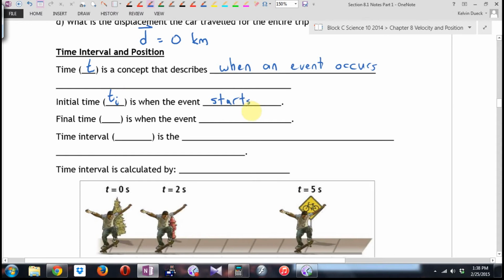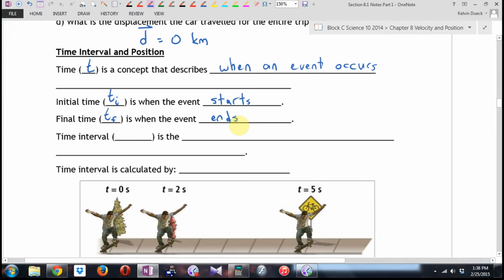Final time. How could I write that? T for time, and what's a good abbreviation for final? TF is when the event ends. That may seem obvious, but let's at least write that once.